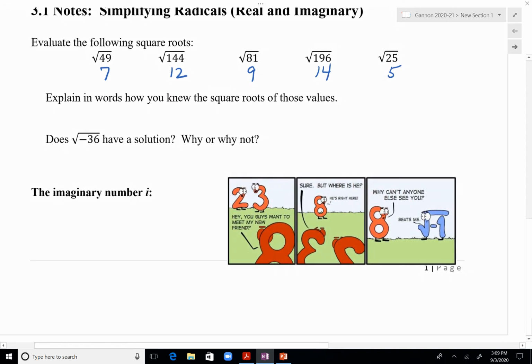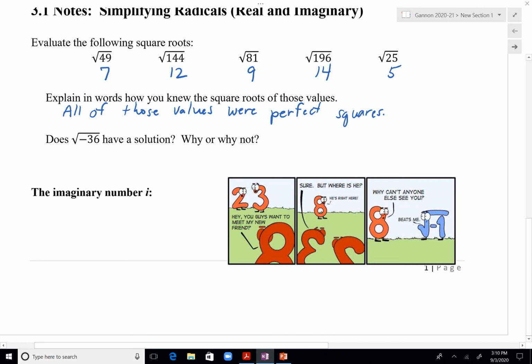There's a question here that says, explain in words how you knew the square roots of those values. For some people, they might just say they memorized them. But really, the reason that we know the square roots of those numbers is because those numbers are perfect squares. All of those values were perfect squares, which is the result of multiplying any number by itself.